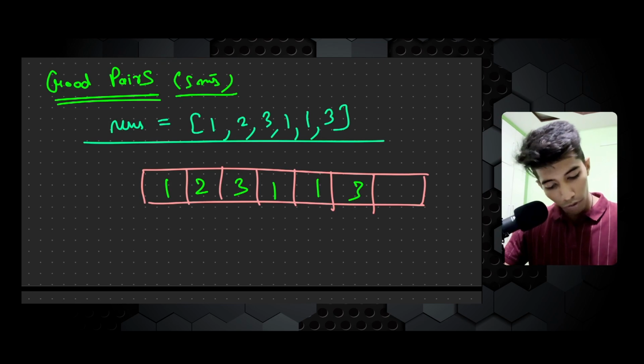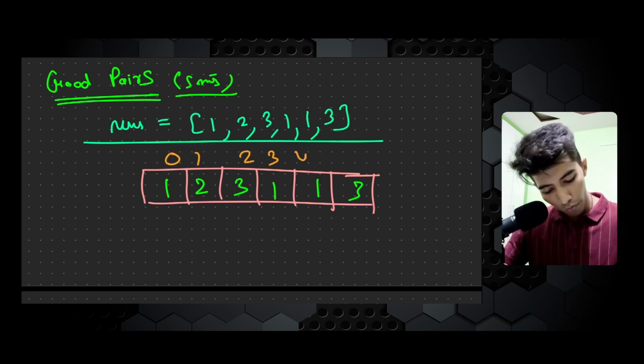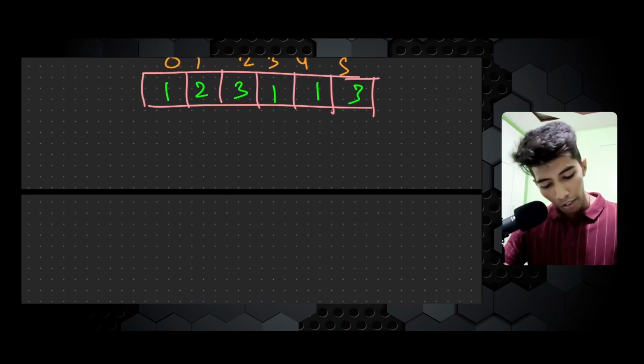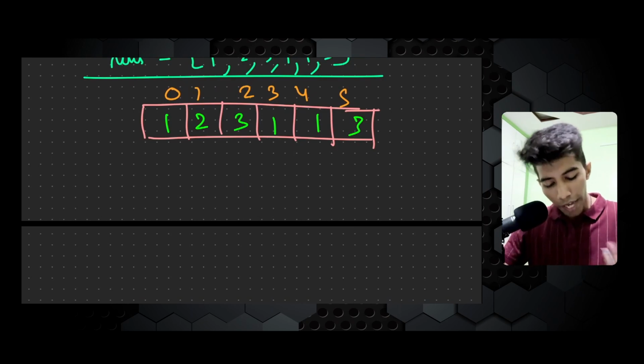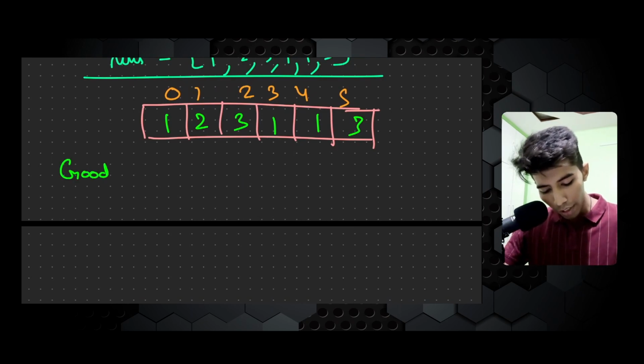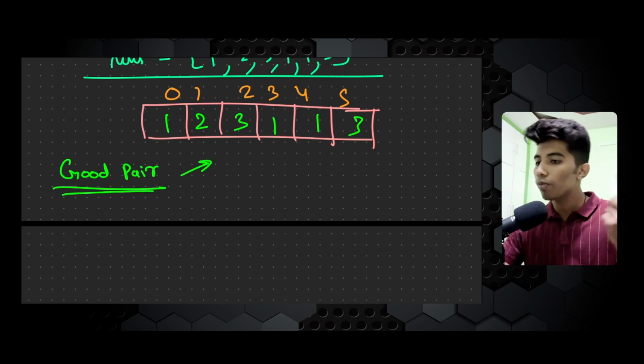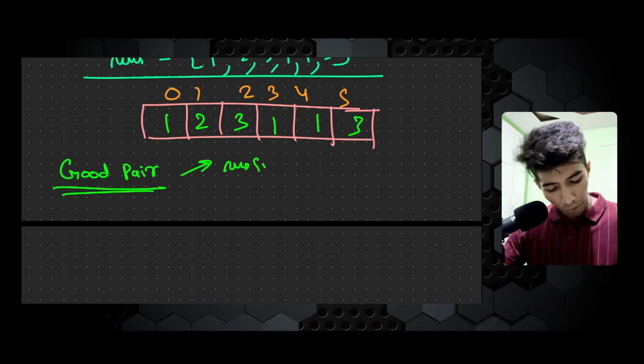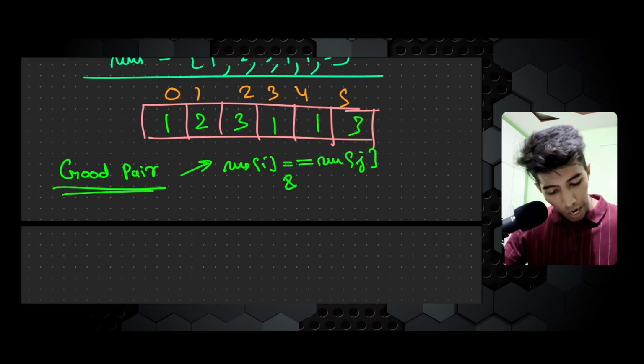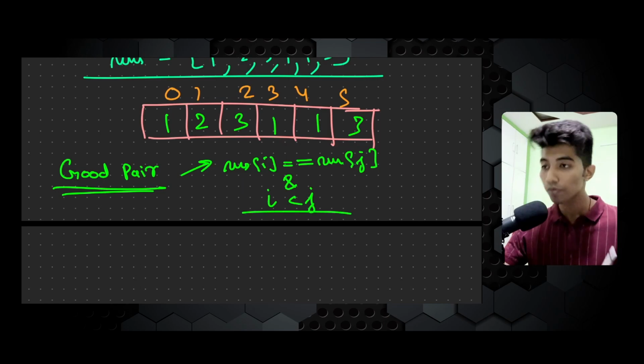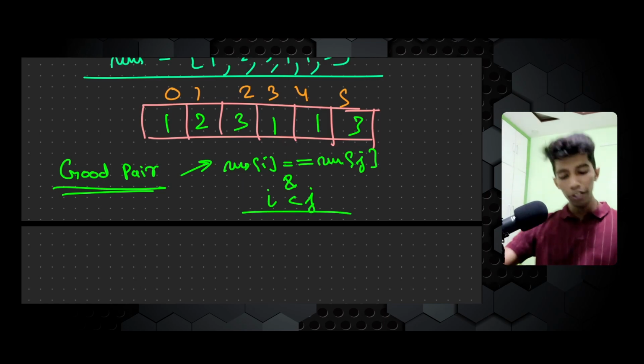No need of this, so just remove this. I have written 0 1 2 3 4 5 here, and these are the indexes. Any pair is a good pair if nums of i is equal to nums of j, and i should be lesser than j. That's the condition for a good pair.